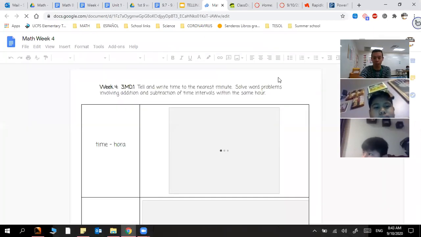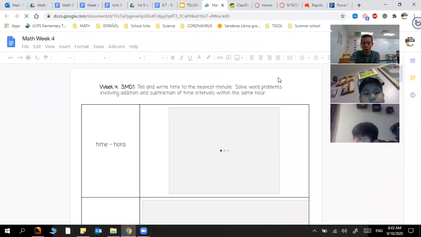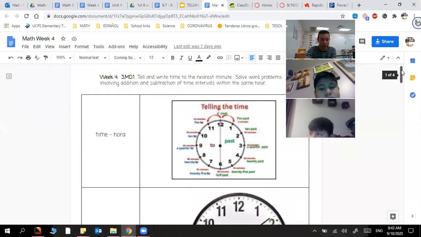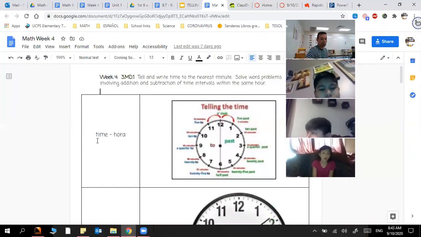It's very important to review vocabulary when we are learning math, okay? So these are our connections. Time in Spanish is hora, okay? So time, hora, everybody repeat, time, hora, okay?